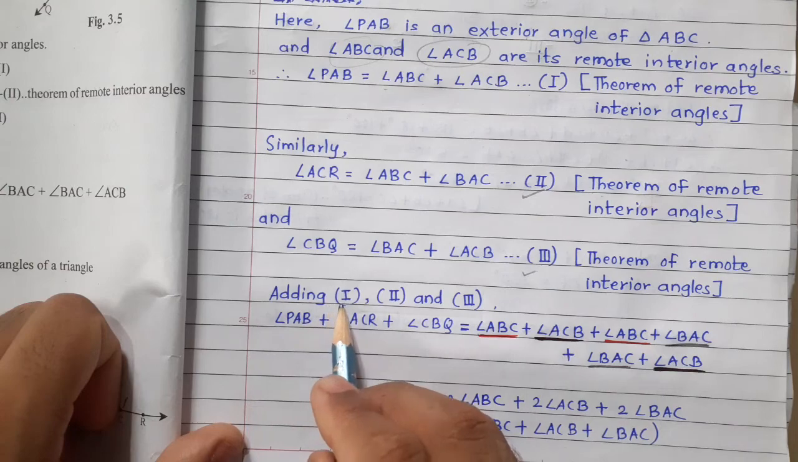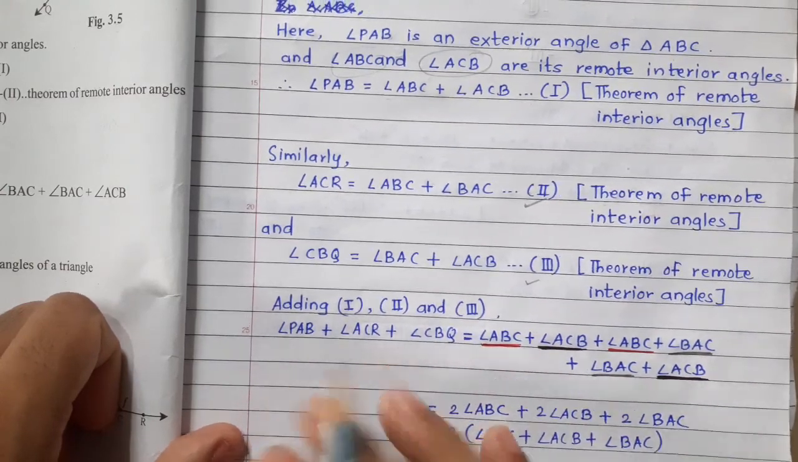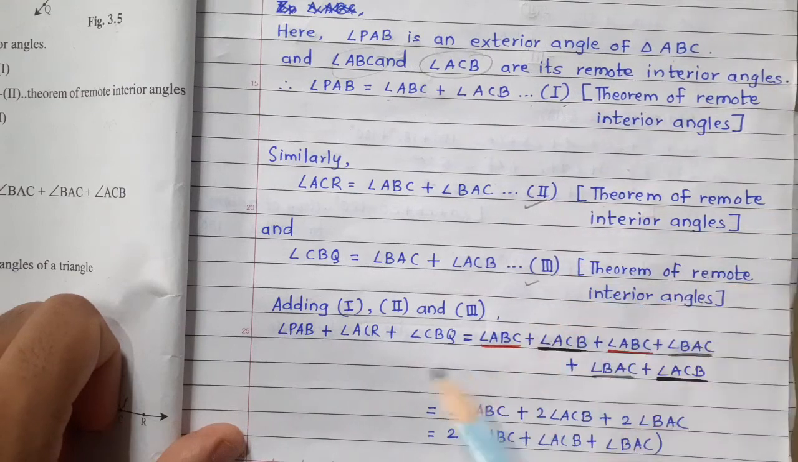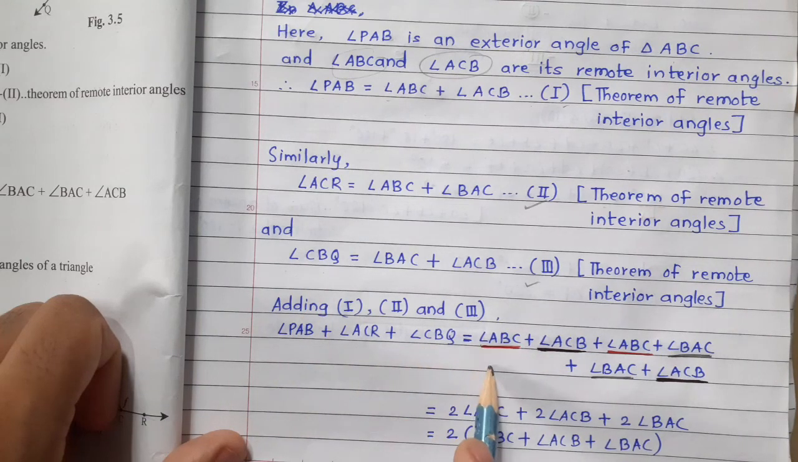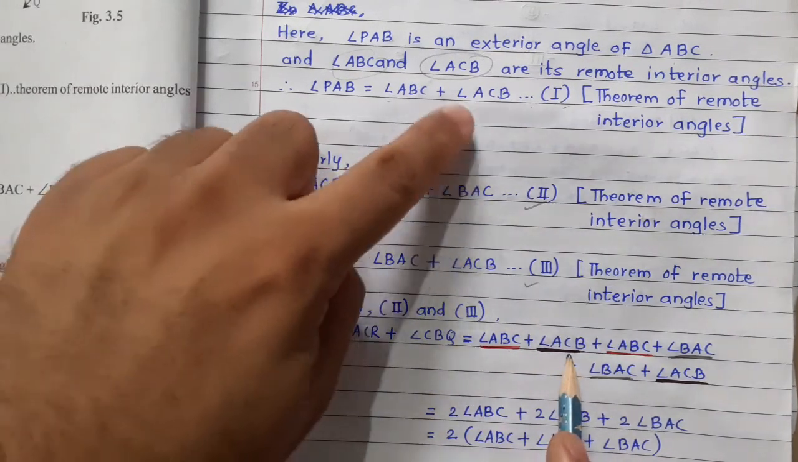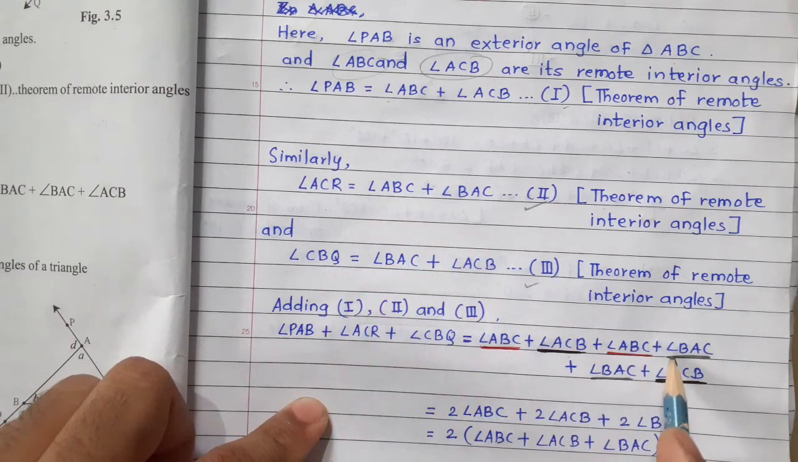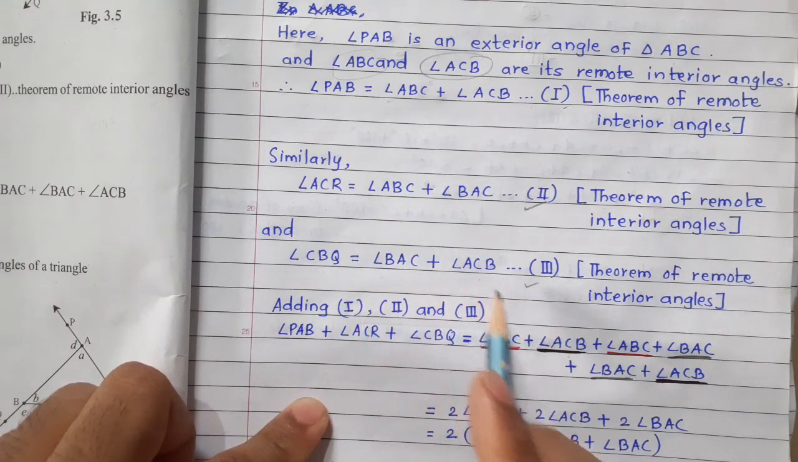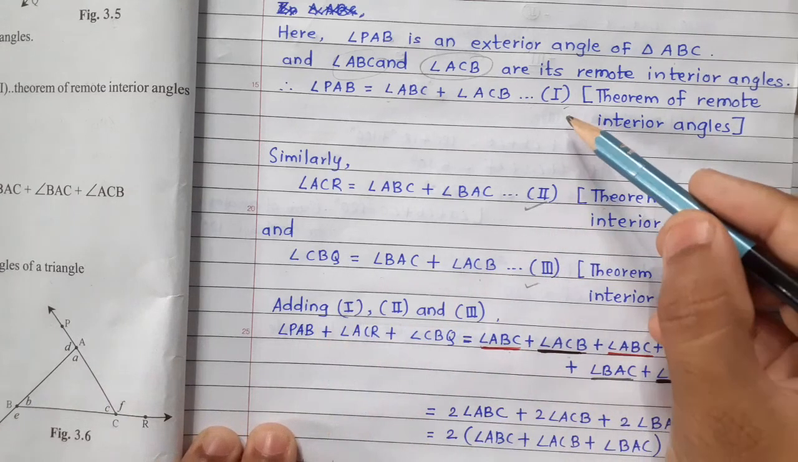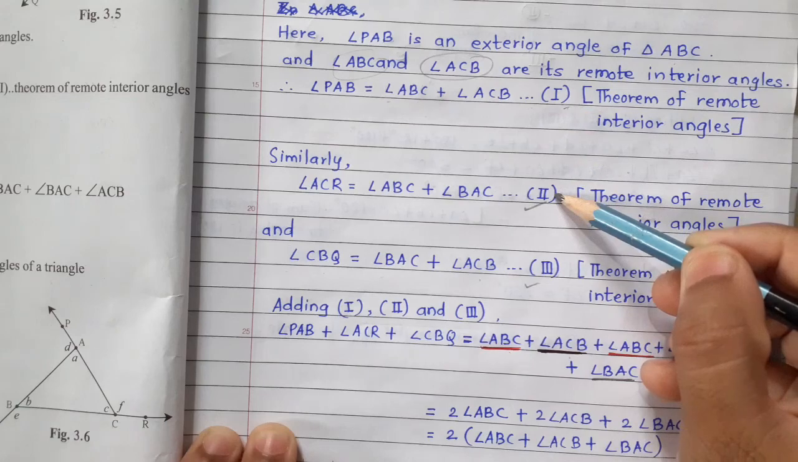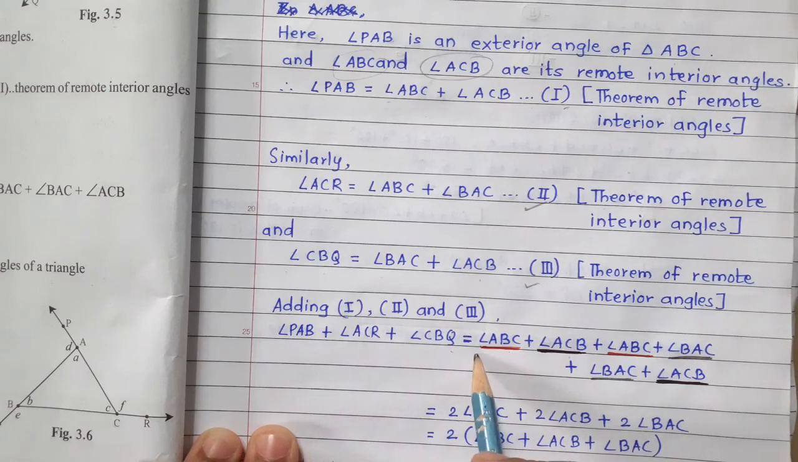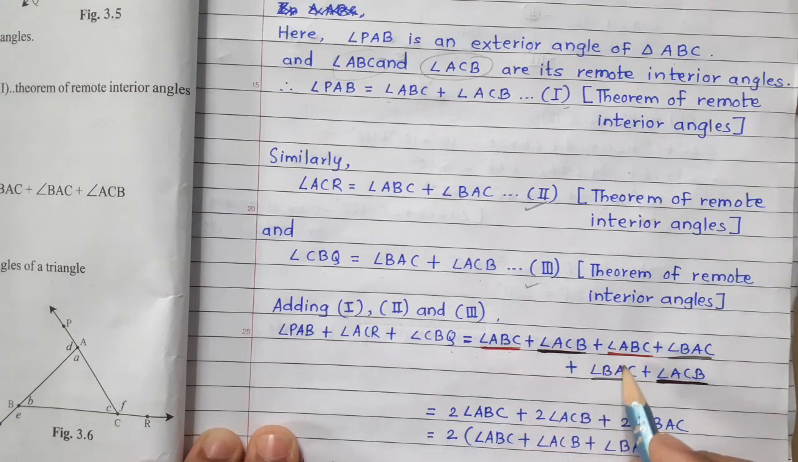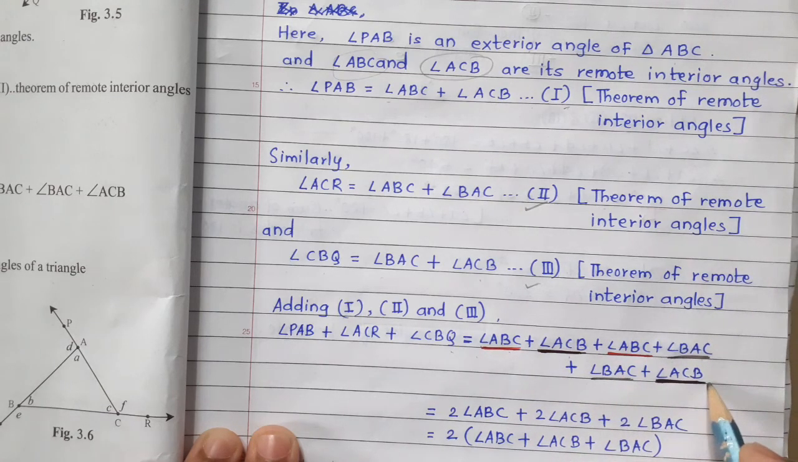Now adding equation numbers 1, 2 and 3, we have angle PAB plus angle ACR plus angle CBQ is equal to angle ABC plus angle ACB plus angle ABC plus angle BAC plus angle BAC plus angle ACB.